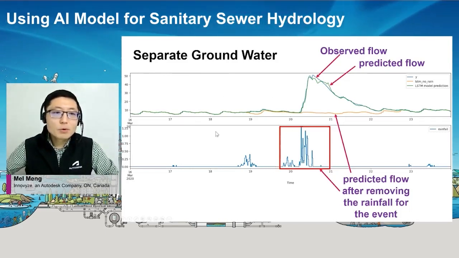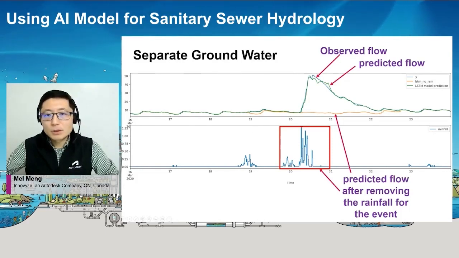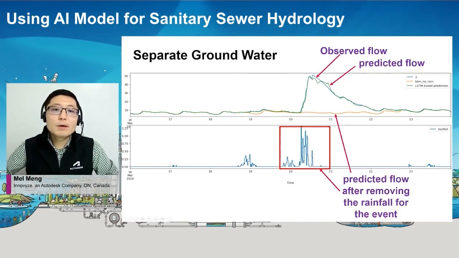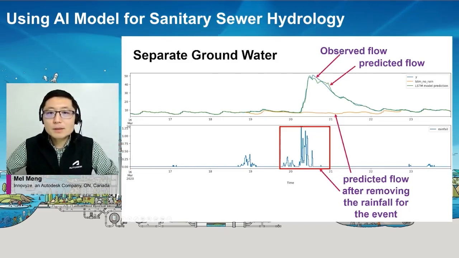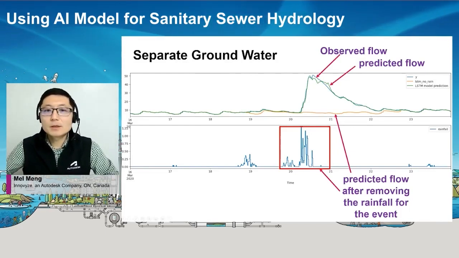Then we run the AI model, and this is the orange line here. You can see this represents what the actual groundwater might look like. The nice thing about LSTM is I don't need this line to be perfect. LSTM is very good at taking hints or guesses. It doesn't need to be perfect.